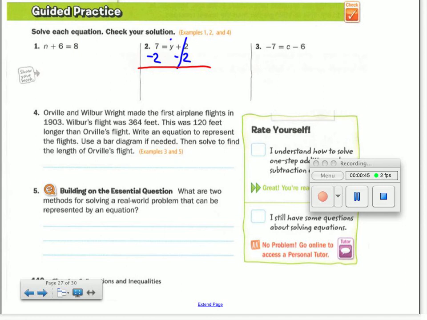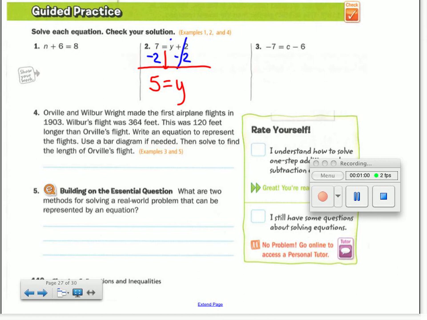And this is where you drop everything down. 7 minus 2 is 5. Drop down your equal sign and drop down your y. And yes, I would like you to write it as 5 equals y. Leave it that way, don't flip things around.